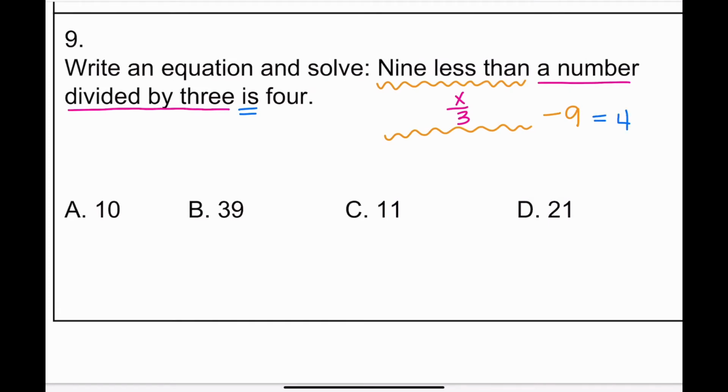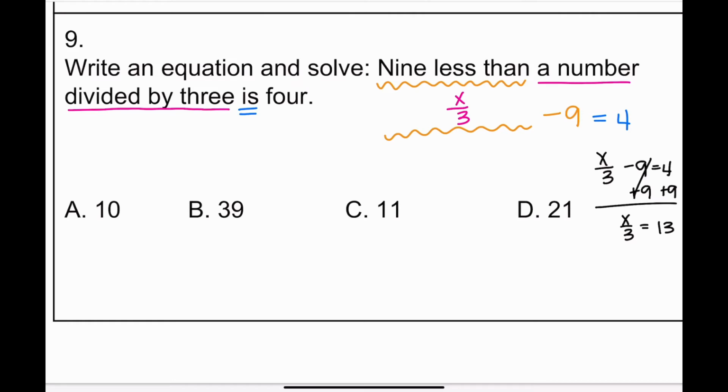Let's rewrite this so it looks a little bit nicer. X divided by 3 minus 9 equals 4. So notice this is 9 less than a number divided by 3. Notice in this one that we have our x as part of a fraction, but we have a completely separate term that we can move first. So the inverse of minus 9 is plus 9. So we have x divided by 3 equals 4 plus 9, which is 13.